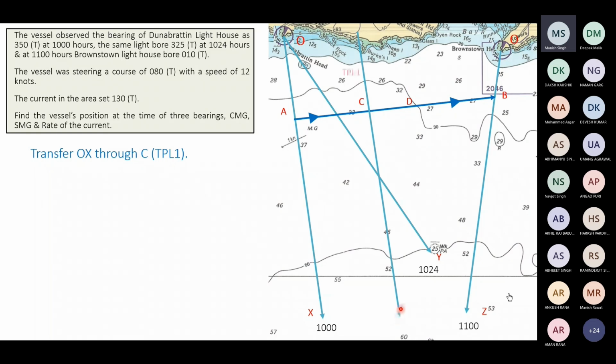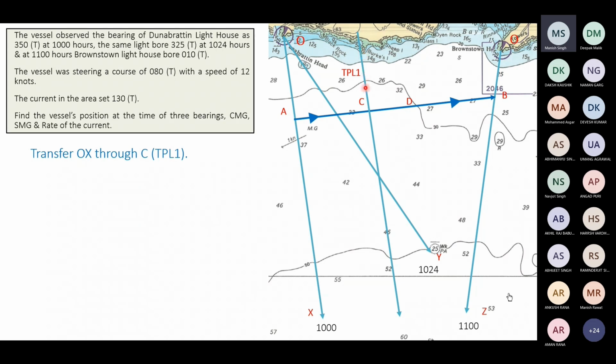Let's name this line as TPL1, just a reference name given to this line for easy identification. So the TPL1 line is parallel to my first PL, that is OX, and it passes through point C, which we identified in our last step.